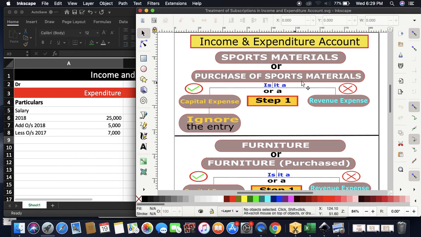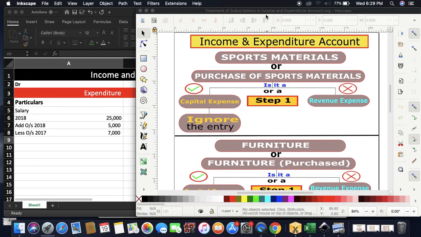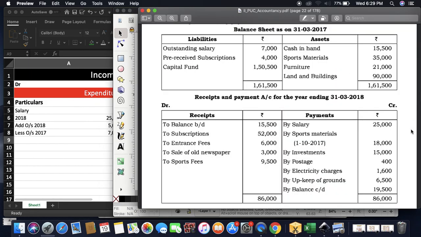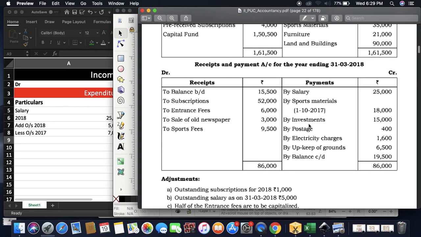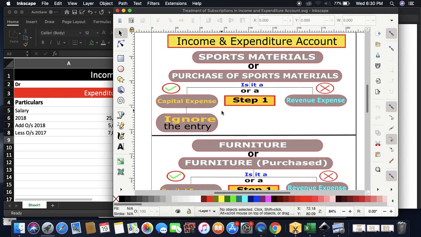So purchase of sports material, we are not interested in this entry for now. So let's go to the next one. Now, by investments, we know that it is money which we have put into somebody else's business in order to get some profit or dividend or whatever. So for that reason, this is not part of the business. This is also a balance sheet item, and it is nothing to do with the expenditure for this year.